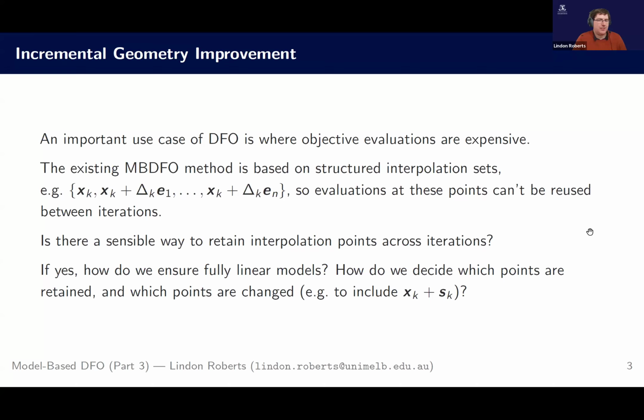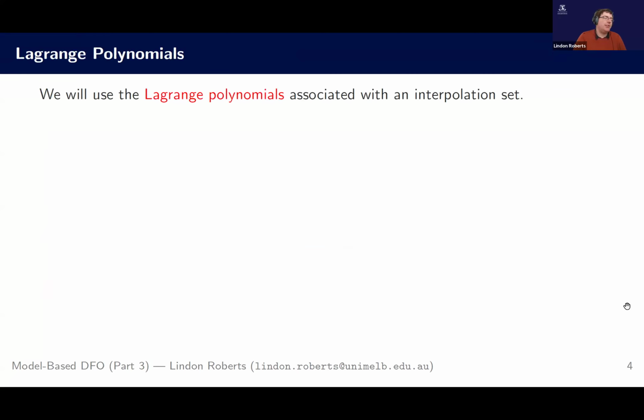So if we want to retain some information across iterations, which information should we retain and which new information should we add? Which information should be removed? So for example, at every iteration, it probably makes sense to include the new function evaluation that we've just received, which is the function evaluated at our tentative trust region step. So let's have a look at how we might go about doing this.